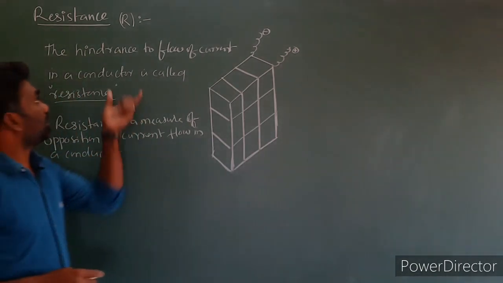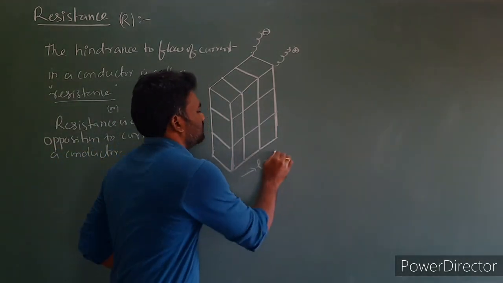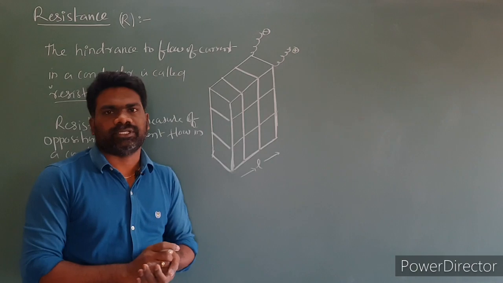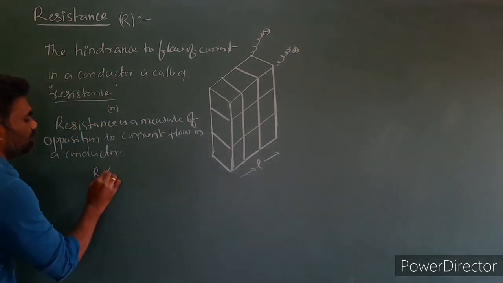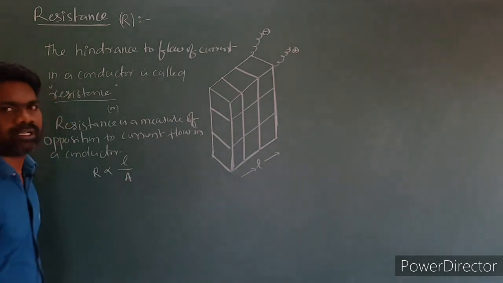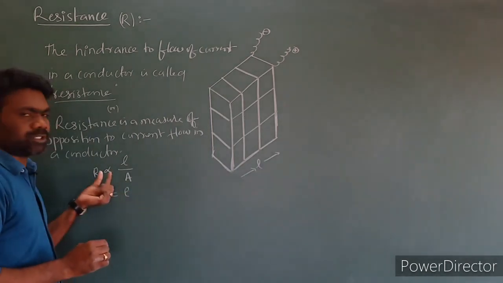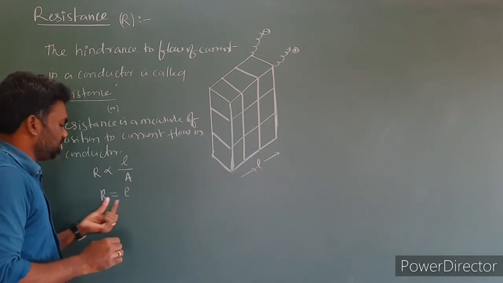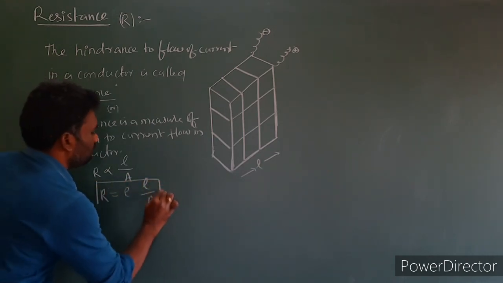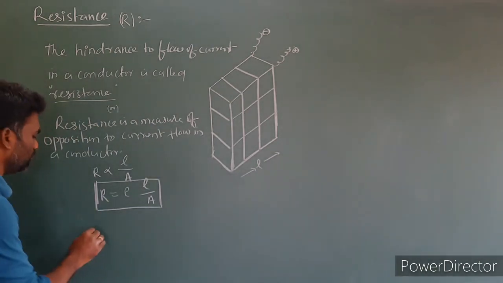And the resistance is directly proportional to the length of this conductor. So resistance is directly proportional to length L and inversely proportional to area of cross section A. To remove the proportionality, we keep a constant rho, the proportionality constant, which is called resistivity. R is equal to rho into L by A. So this is the formula for resistance, and the unit of resistance is ohm.